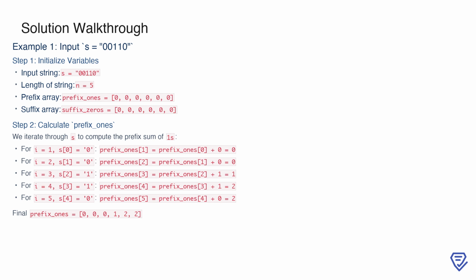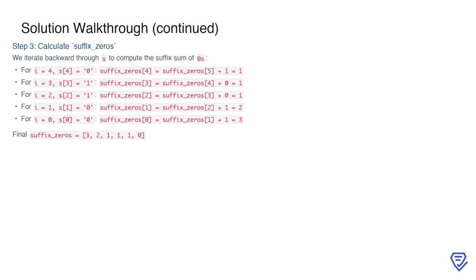Next, we compute the prefix_ones array by iterating through the string. At each step, we check whether the current character is a 1. If it is, we add 1 to the previous value in the array, otherwise, we carry forward the previous value. This gives us a cumulative count of 1s for each position. After iterating through the string, the final prefix_ones array becomes 0, 0, 0, 1, 2, 2.